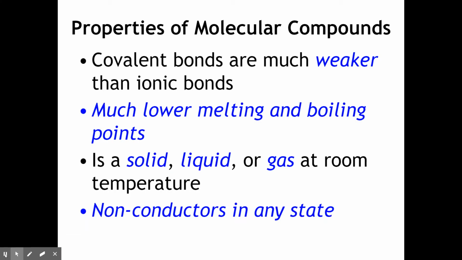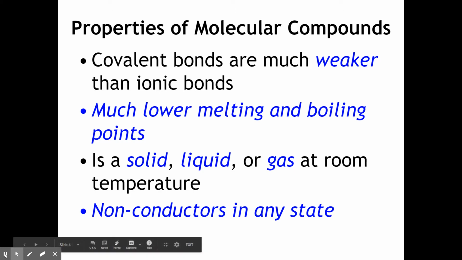Properties of molecular compounds. Covalent bonds are much weaker than ionic bonds. They have a much lower melting point and boiling point. They are solid, liquid, or gas at room temperature. And they do not conduct electricity no matter what state they're in.